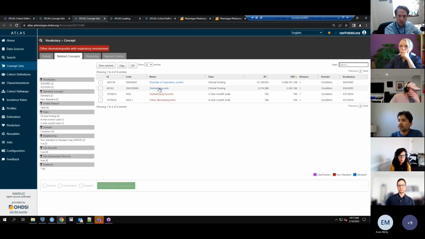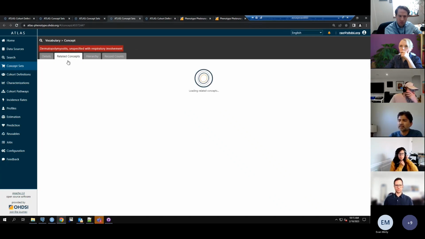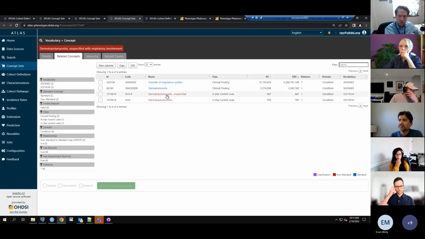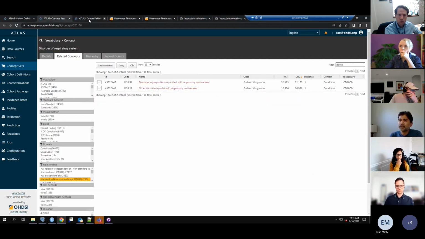Okay. It is mapped to dermatomyositis, Aza. And you have that one. Okay. So it's a 1-to-2 mapping. That's why it just recommended it.